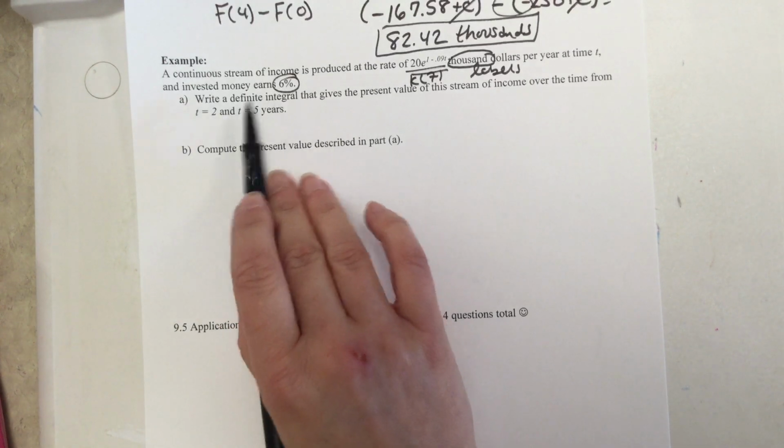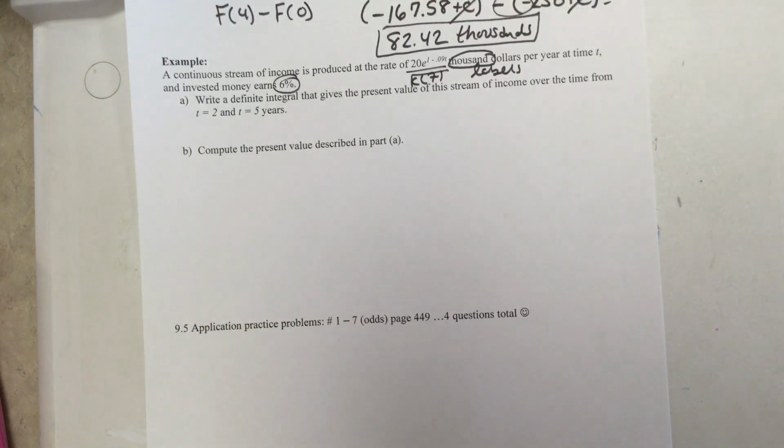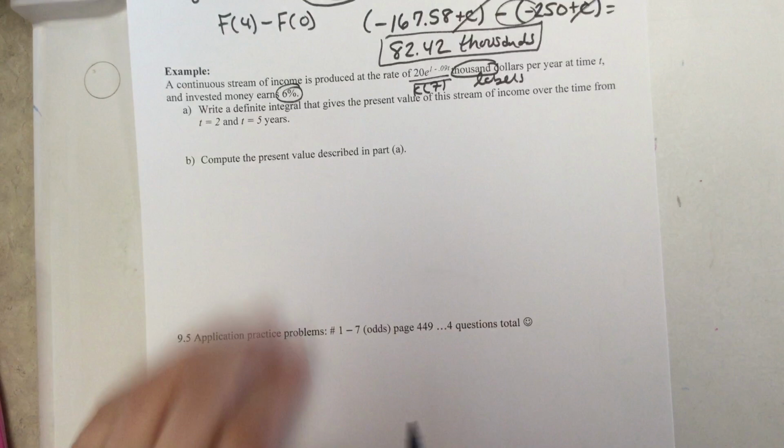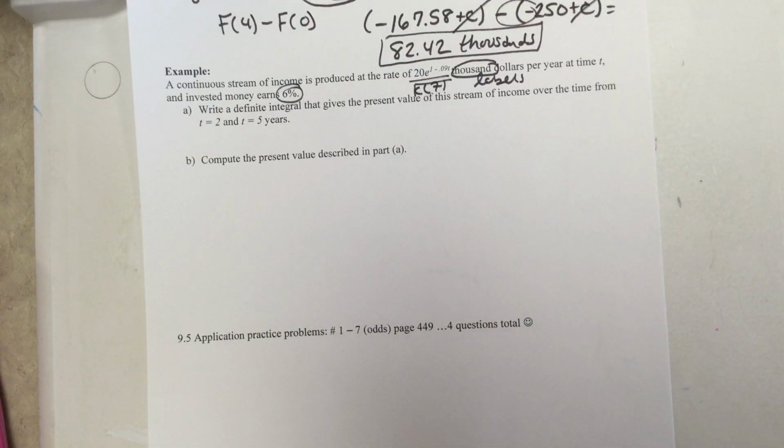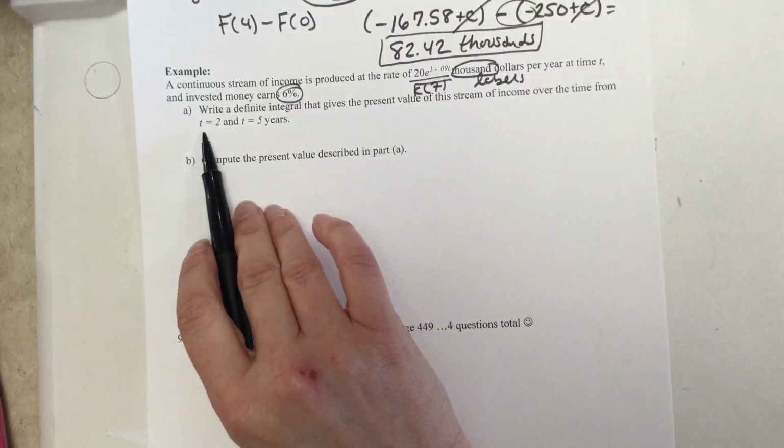Write a definite integral. Definite integral just means that you have the number on the top and the number on the bottom. So write a definite integral that gives the present value of this stream of income over the time where t is 2 to 5.